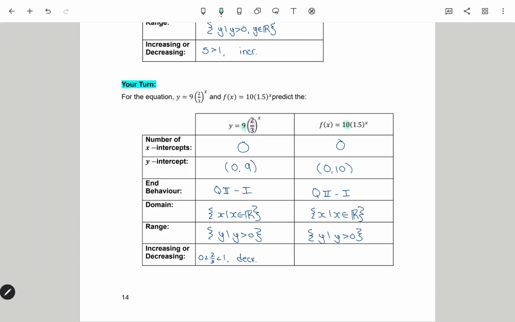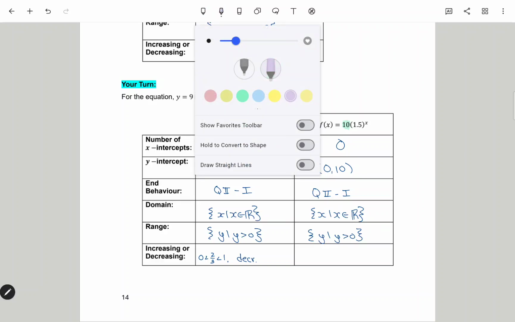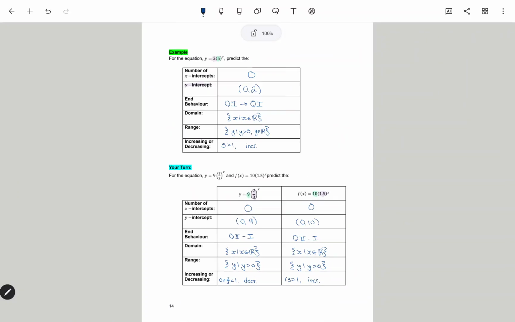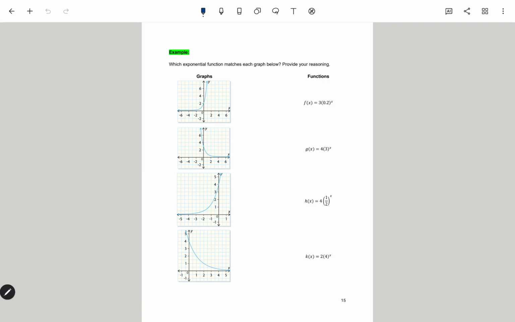All right, last one requires a little bit of thinking. We got to go look at that value of b. We see that 1.5 is greater than 1, so we are an increasing function. All right, check how you did. And let's try this next example.